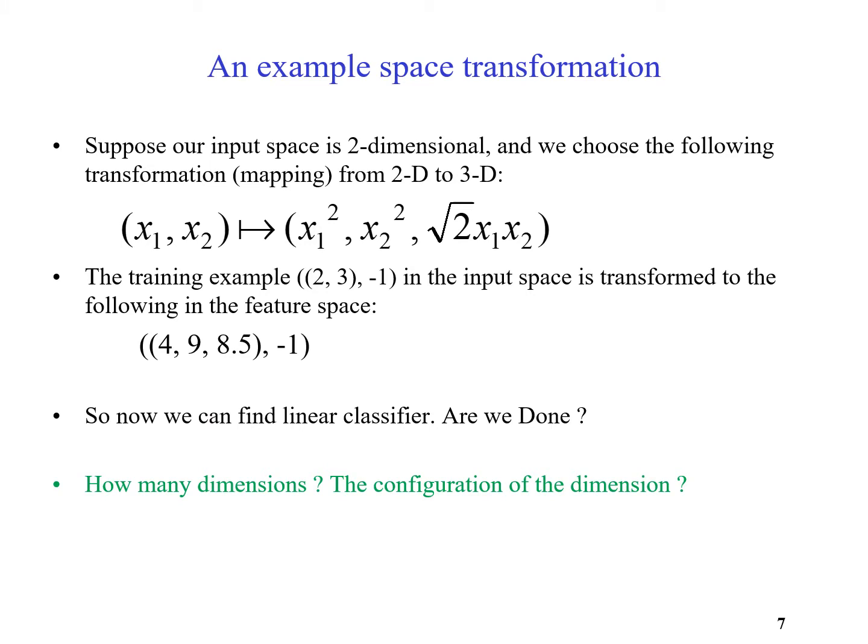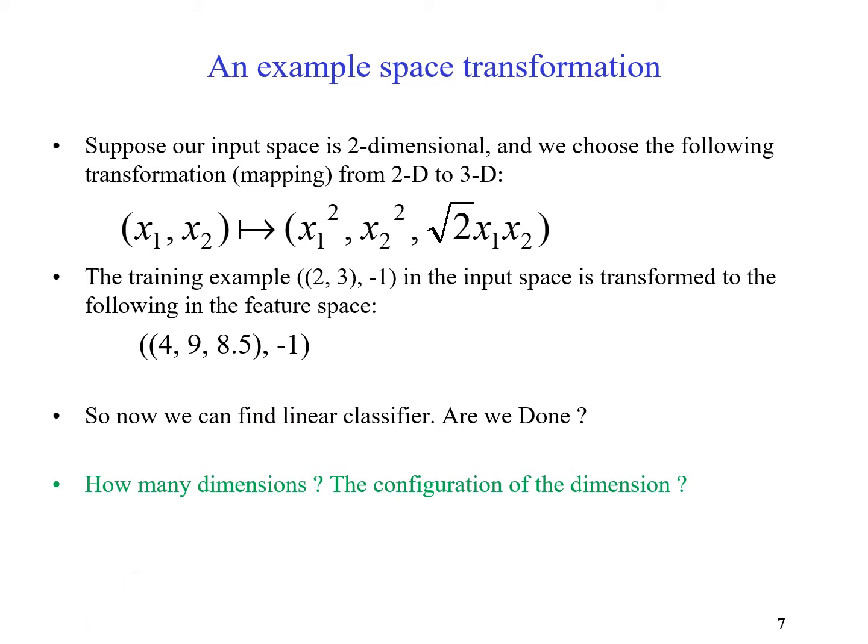Here is the example of mapping from 2-dimension data to 3-dimension data. So this is the original 2-dimension data, x1, x2, and we have mapping here, and this is mapped to this 3-dimension data. For example, we have 2, 3 in original data dimension. Then this is mapped to this 3-dimensional data. So now it becomes 4, 9, 8.5.